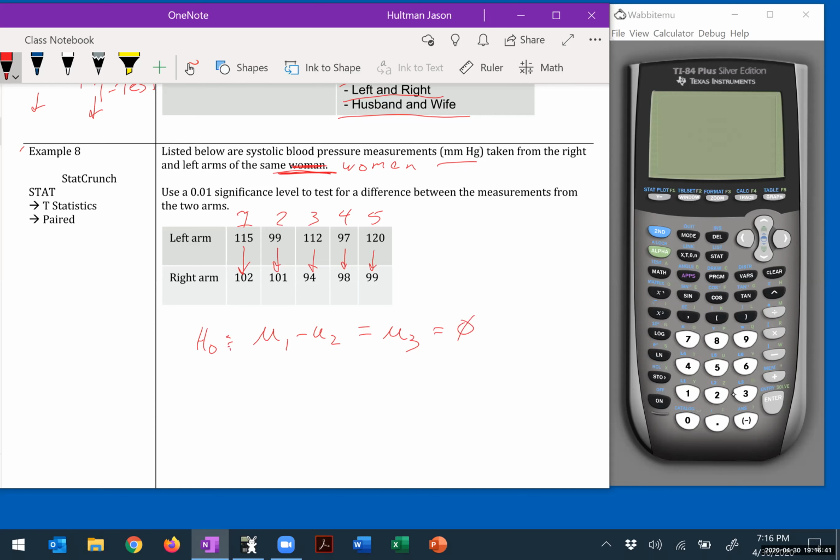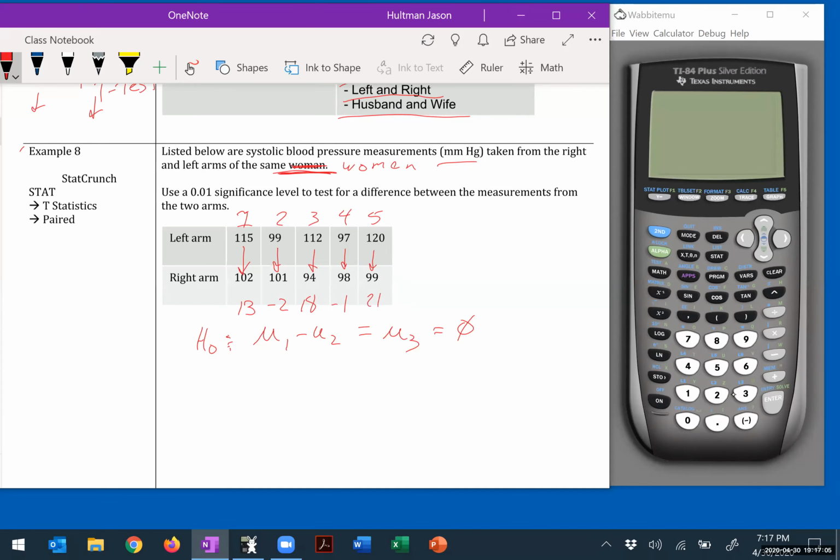So what are the differences here? Let's calculate the differences. 15 minus 2, that's 13. 99 minus 101, negative 2. 112 minus 94, that's 18. 97 minus 98, negative 1. And 120 minus 99 is 21. And I want to know, is there a significant difference? This is my difference data.